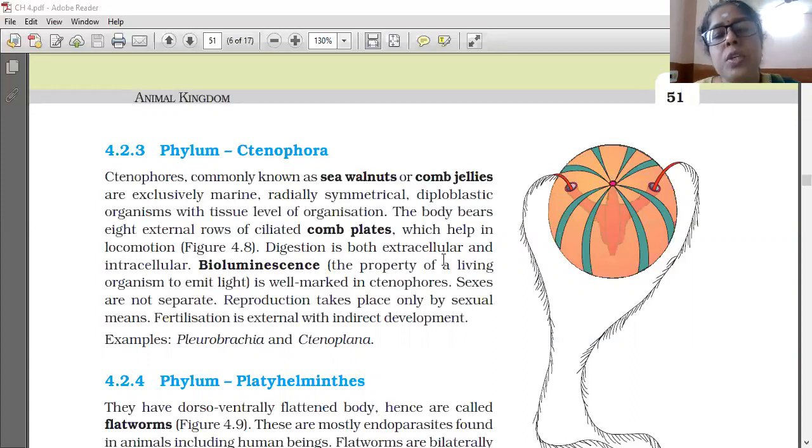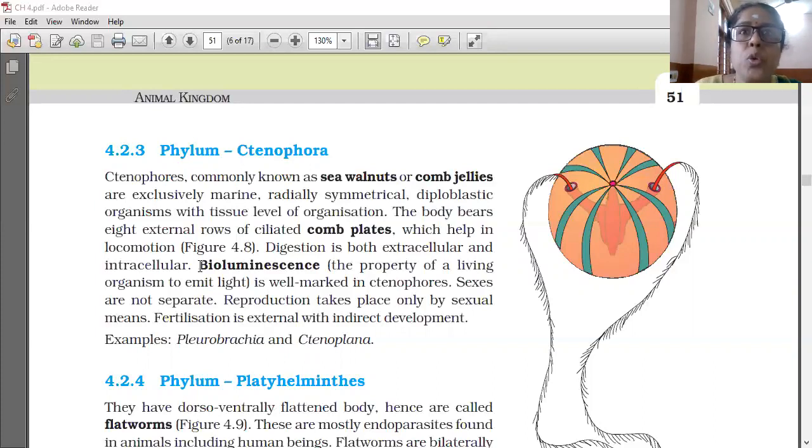Digestion is both extracellular and intracellular. Sometimes it takes place outside the cell, that is extracellular. Sometimes it takes place inside the cell, that is intracellular.